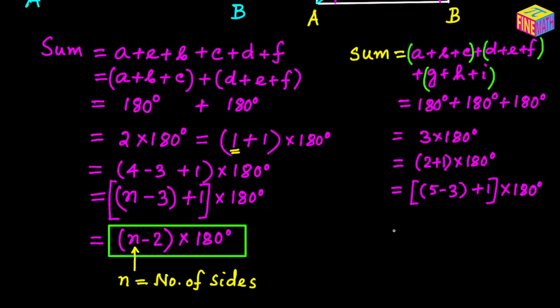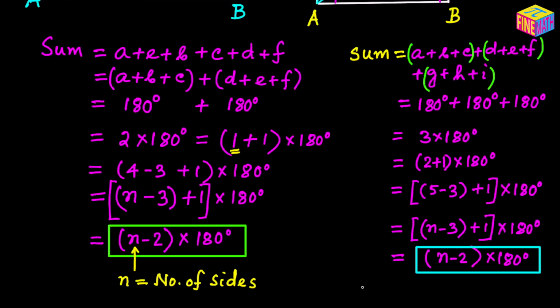Then we can easily convert this into a formula. We can say this is going to be n minus 3, where n is the number of sides of the polygon, plus 1, times 180 degrees. If we simplify this a little bit, n minus 3 plus 1 is actually n minus 2, times 180 degrees. So you can see that the sum of the interior angles of a pentagon looks exactly the same as the one we got for the quadrilateral. It's always n minus 2 times 180 degrees.